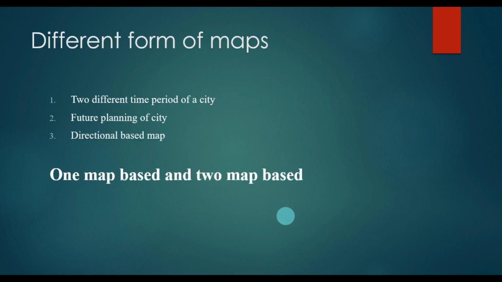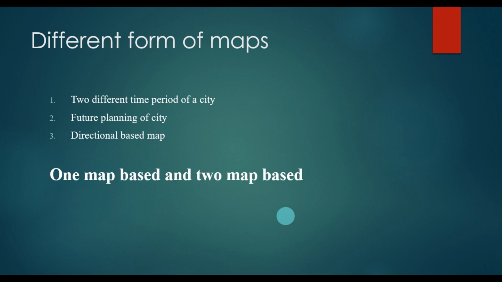In a map-based question there are different approaches. They may ask about two time periods. For example, one map was in 1995 and another was in 2000, or one map was in 2000 and another will be in 2030. They may be past and present, or past and future. Any combination they may use in a two-map question. There is also the one-map question, where they give you only one map.